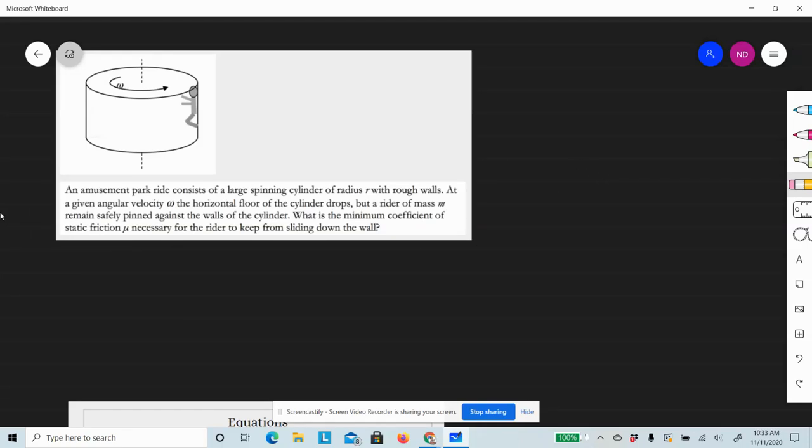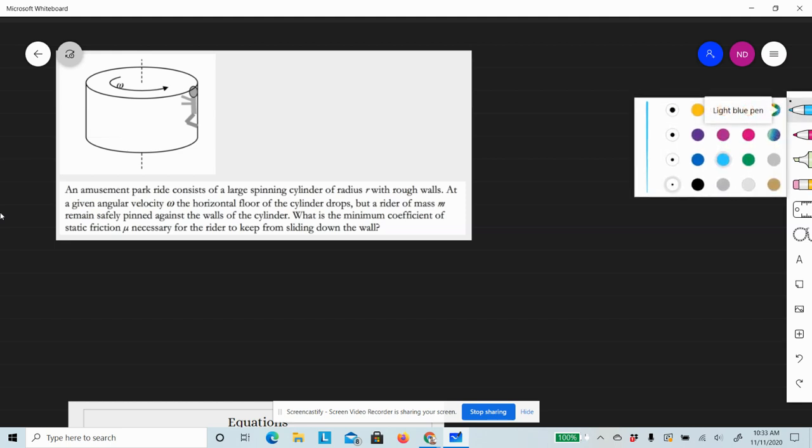Okay, here's the third example for rotational motion problems. This ride is like the Gravitron ride. It's called the rotor ride. Pretty common ride. It spins real fast. The passengers get stuck to the wall. The floor then drops out from underneath them and they stay stuck to the wall. Very much like the Gravitron ride.